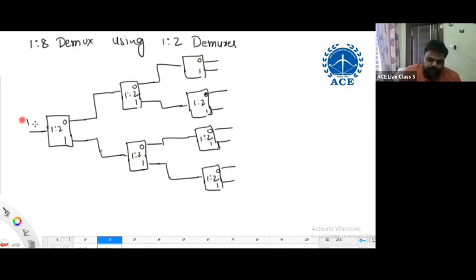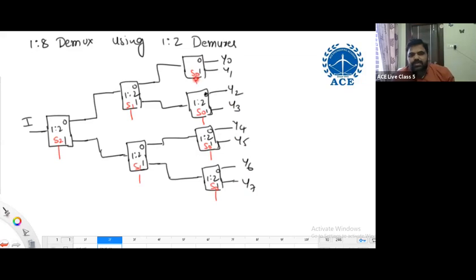If I have input data like this, let me see here y0, y1, y2, y3, y4, y5, y6, y7. Then what can be the select lines? Here now MSB is S2. Next is LSB, S0. First stage is MSB and last stage is LSB, and in between we have S1.